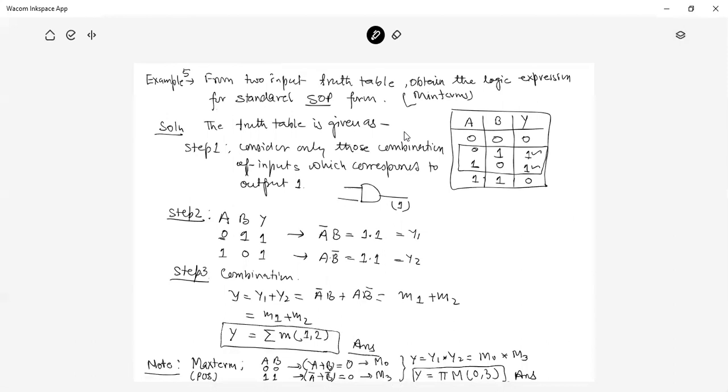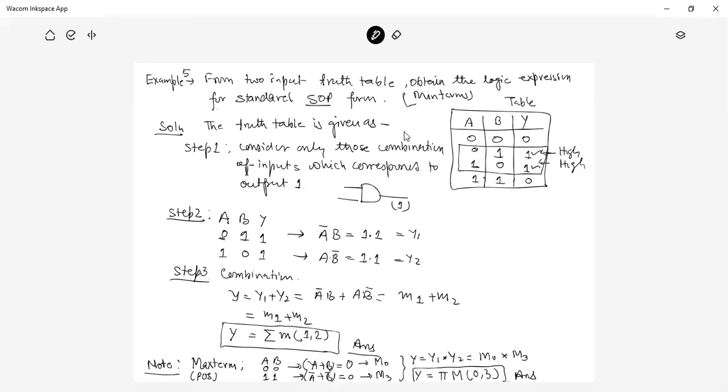Now, example 5: from the two inputs truth table, obtain the logical expression for a standard SOP form. So this table is given. Here it is the table. So from the given table, in the min terms, we always search for high value. There are two high values for the min terms. Irrespective of what happens elsewhere, here Y is given, so we select 0, 1 and 1, 0. We need two maximum. So A bar into B.